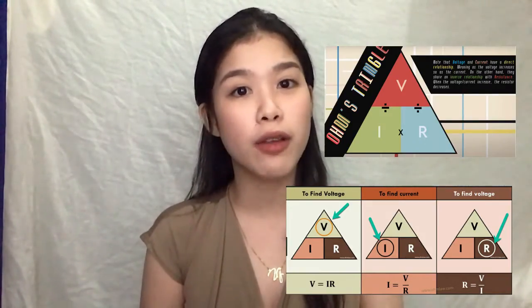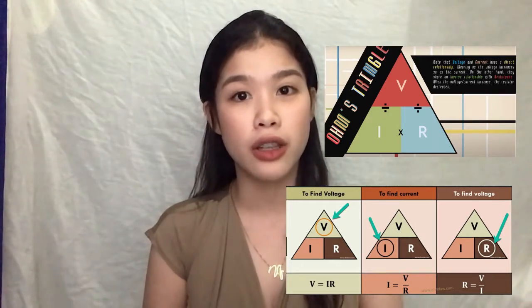So what is Ohm's Law? Ohm's Law is the relationship between voltage, current, and resistance and how they relate to each other. It was developed by a German physicist named George Ohm, and he stated that the electrical current flowing through a metallic wire is directly proportional to the potential difference across its ends, provided that its temperature remains the same.